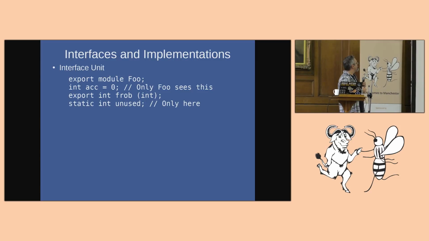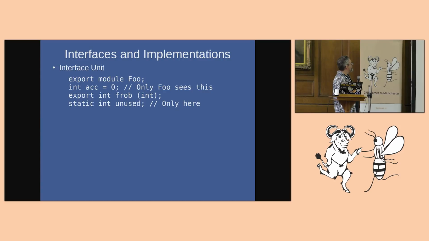And it can declare things and define things that are only visible inside the module itself, like this accumulator variable doesn't say export in front of it, so it's only visible inside module foo. But it's visible inside module foo in all the translation units of module foo, not just this one. So it's not like being static. Here, export int frob, so that's exporting a function declaration that importers of this module can go and call, and it'll do normal overload resolution if there's more frobs around.